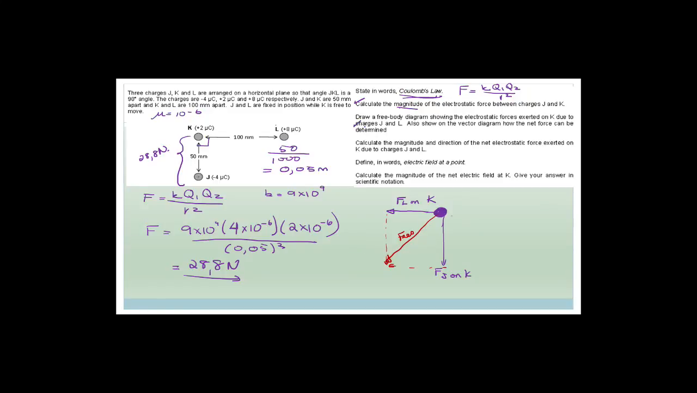Okay, done. Now it says calculate the magnitude and direction of the net electrostatic force exerted on K due to charges J and L. So that's what we're going to do now. We're actually going to work it out. We've done J on K. It is 28.8 newtons down. Now what we need to do is work out the electrostatic force of L on K.